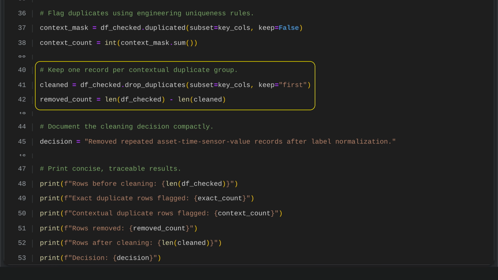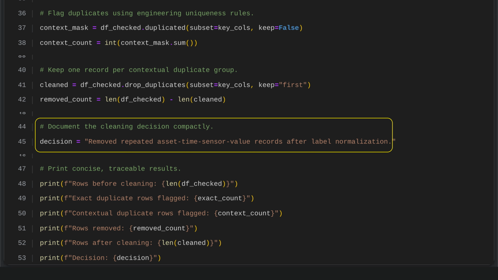We remove duplicate records by using the data frame drop duplicates method with the columns that define uniqueness for our rules. Only the first record in each duplicate group is kept. Then we compare the original row count with the cleaned row count to see how many duplicates were removed and measure the effect of the cleaning step.